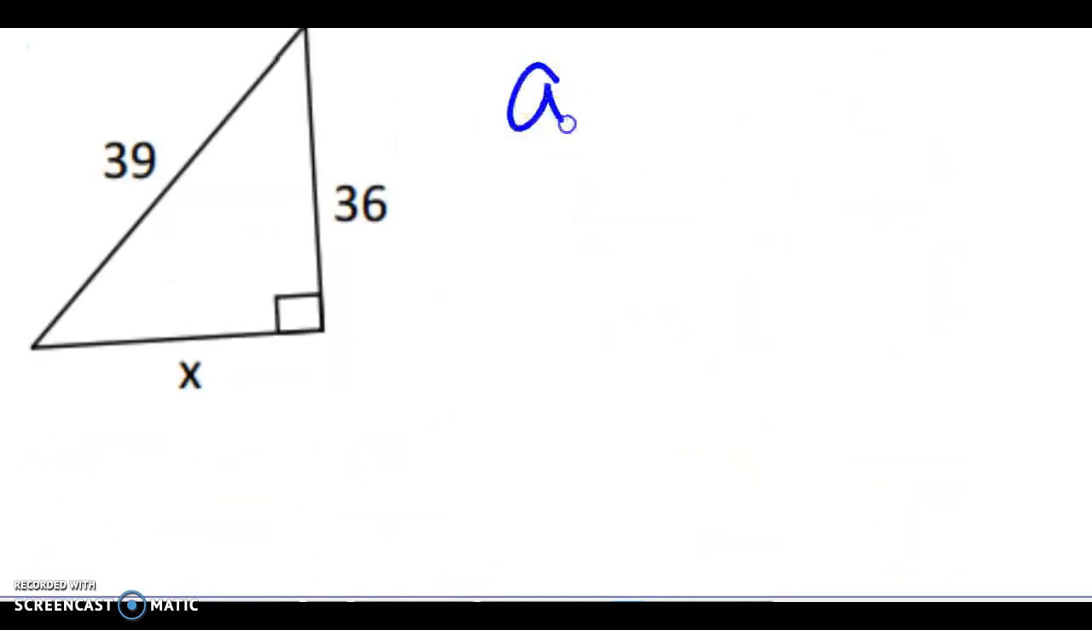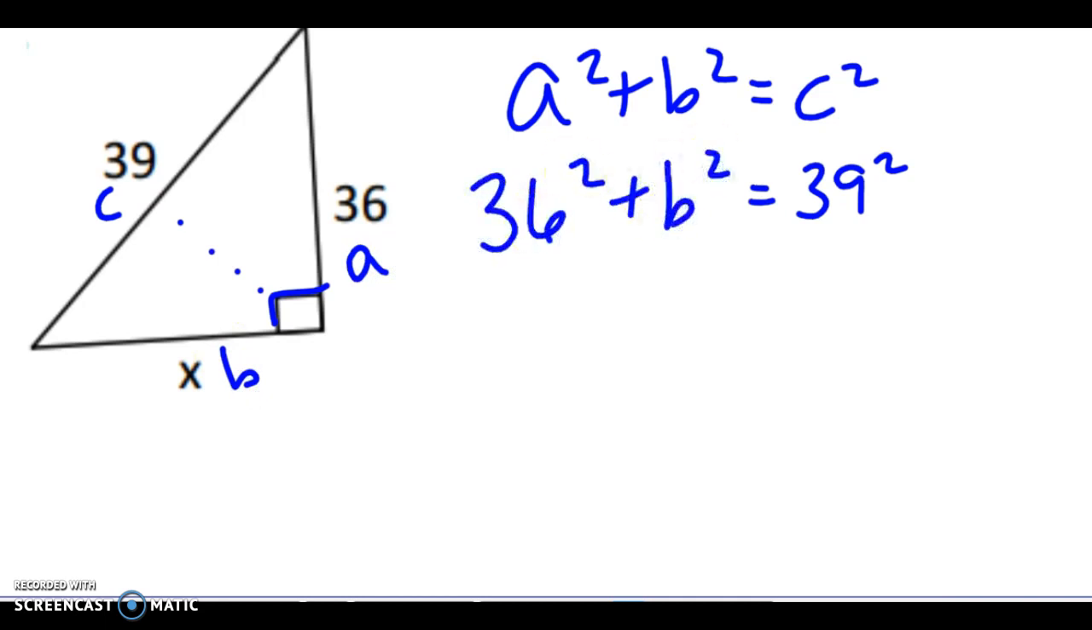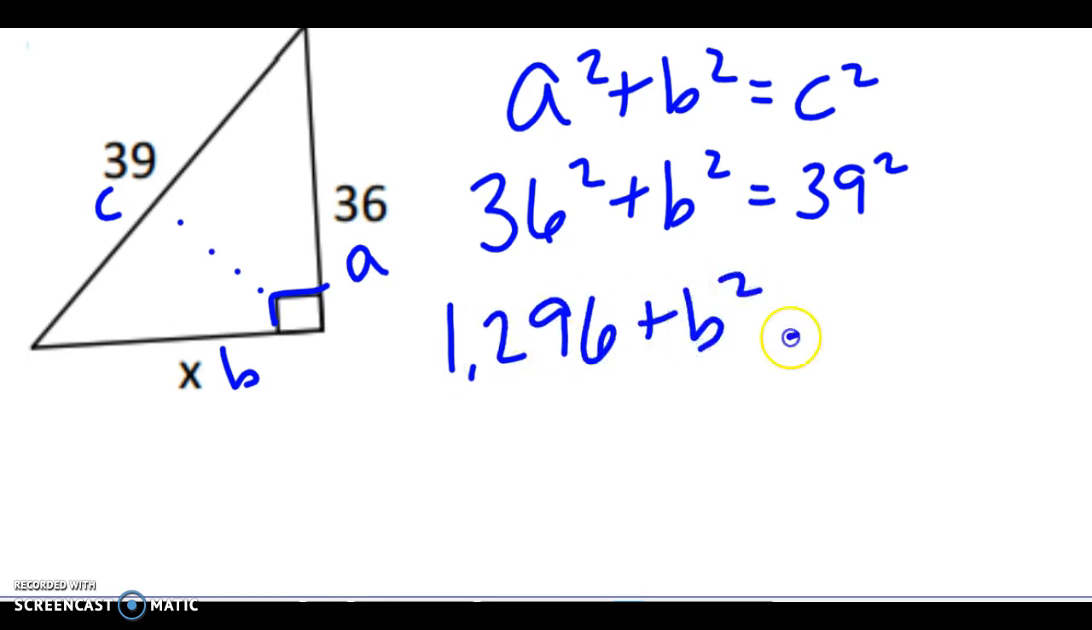So again, a squared plus b squared equals c squared. Figure out which side is c, which is 39. And then just assign a and b to the other sides. Doesn't matter which one's which. So we've got 36 squared plus b squared. And now you got to calculate some numbers out. So 36 squared gives us 1,296 plus b squared equals 39 squared. That's a big one.